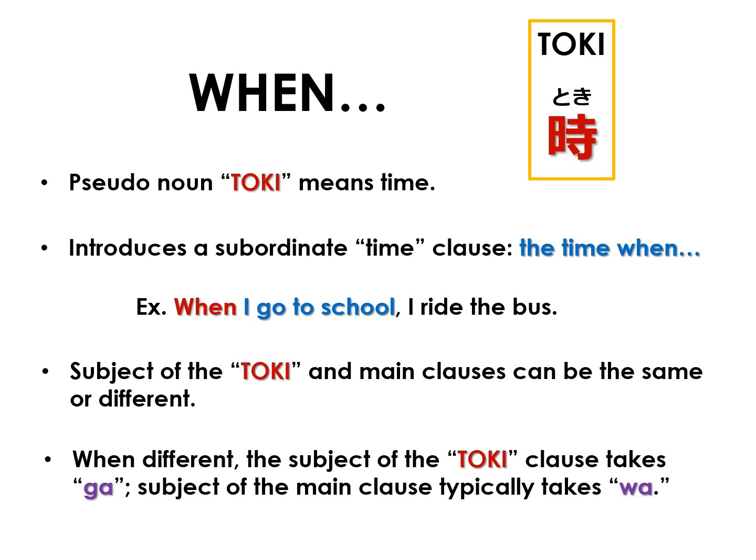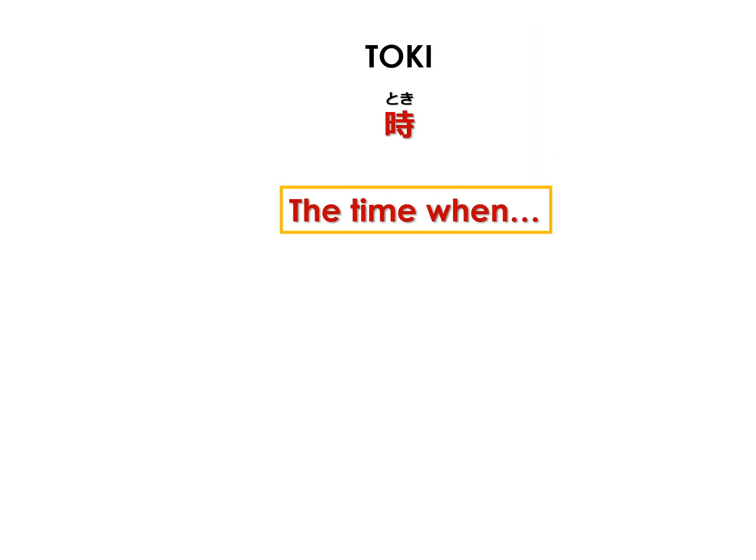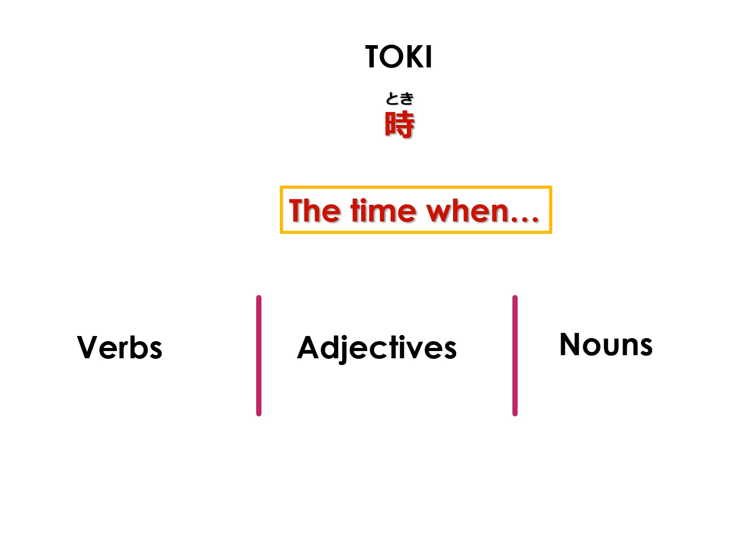When the two subjects are different, the subject of the toki clause typically takes the subject particle ga, and the subject of the main clause typically takes the topic particle wa. As a pseudonoun, toki works with verbs, adjectives, and nouns. Let's look at verbs first.